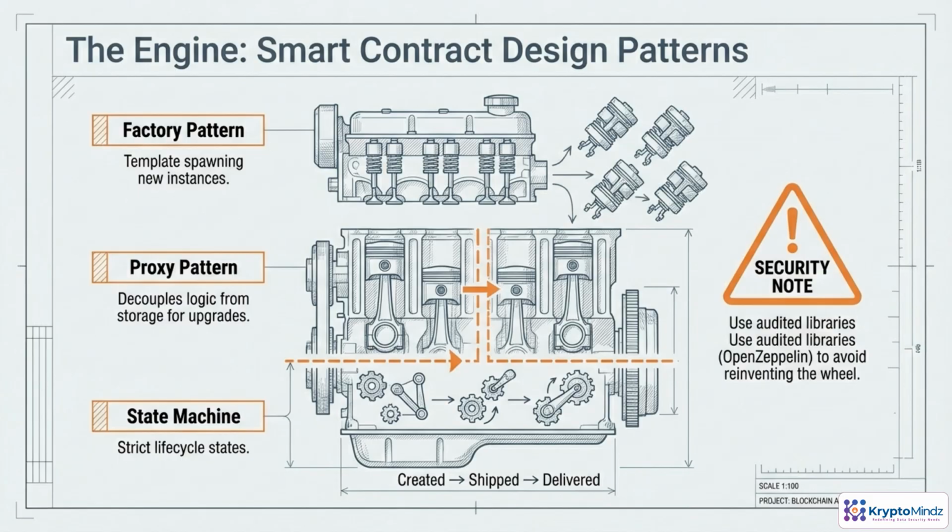and addresses stable. A state machine enforces allowed lifecycle steps, such as created, shipped, then delivered, blocking illegal jumps or rollbacks. And never hand-roll basics like access control or token logic. Lean on audited libraries to reduce vulnerabilities and speed delivery.